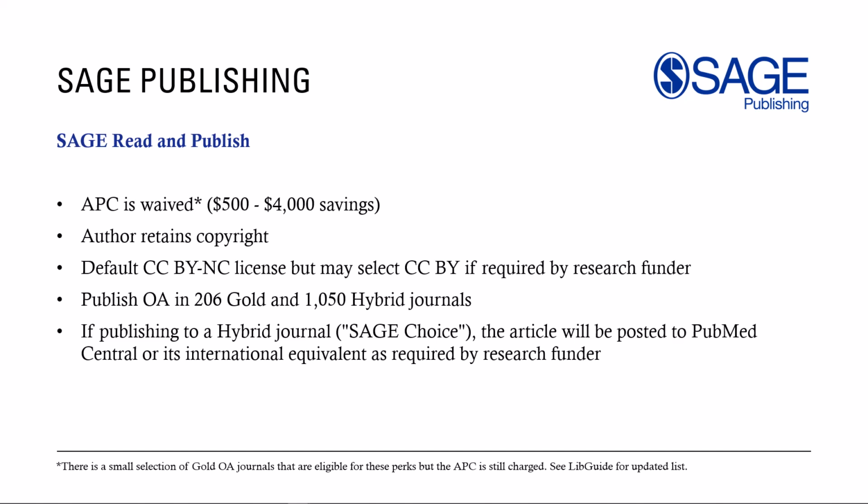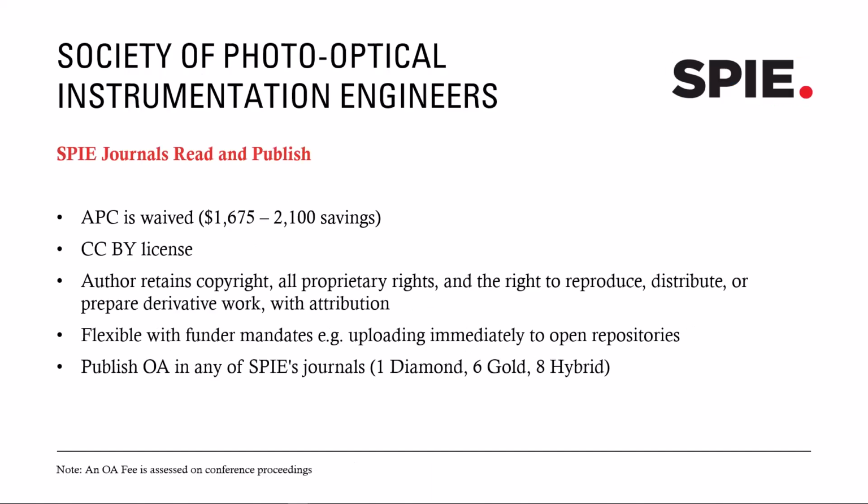If publishing to a hybrid journal, the article will be posted to PubMed Central or its international equivalent as required by the research funder. There is a read and publish agreement with SPIE. APCs are waived in full, saving our authors $1,675 to $2,100.